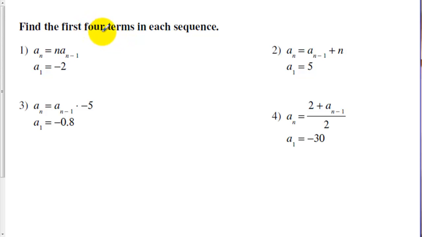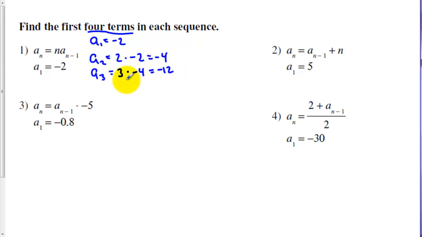To write out the first 4 terms of this sequence, to write the first term, we're already given that. To write the second term, now n is 2, we're going to multiply that number 2 times a sub n minus 1, which is the previous number. To write the third term, we are going to take the n value, which is now 3, times the previous number. And finally, the fourth term will be n times the previous number. We could list these this way, or we could list out the sequence that we are forming.